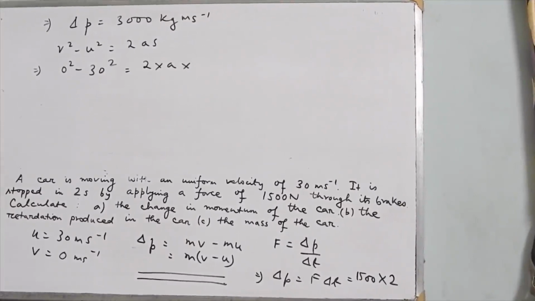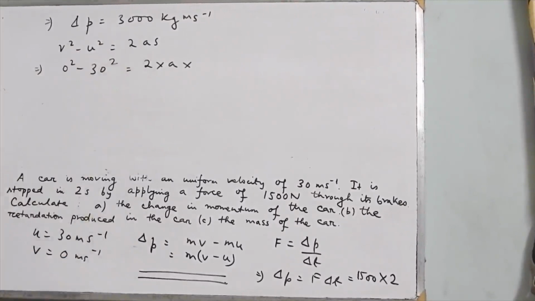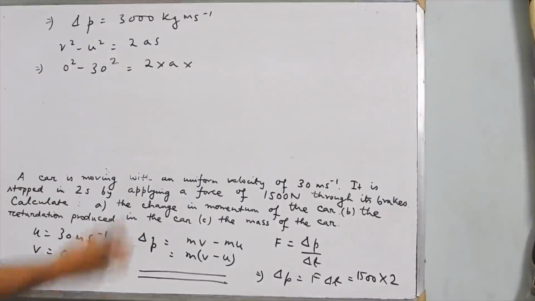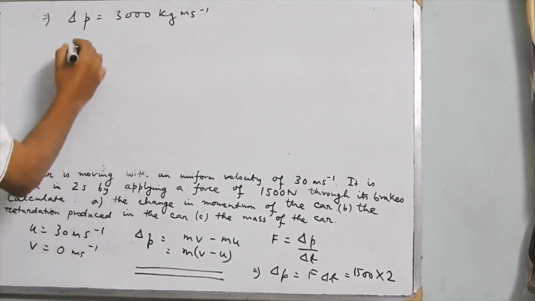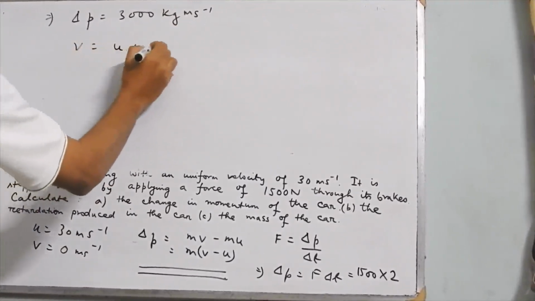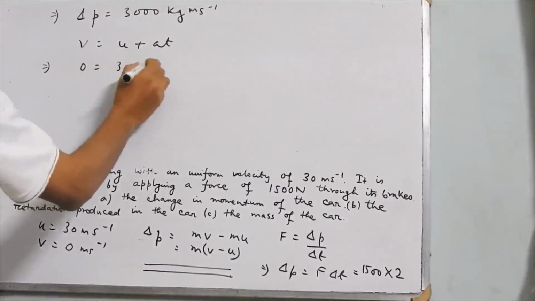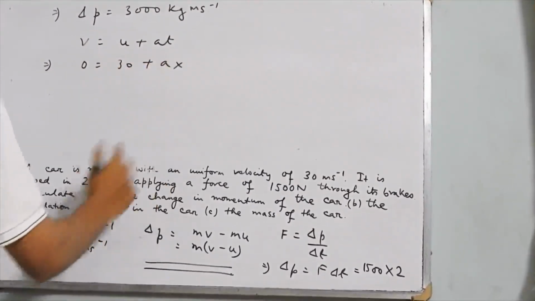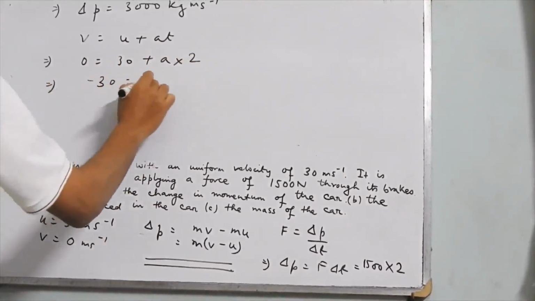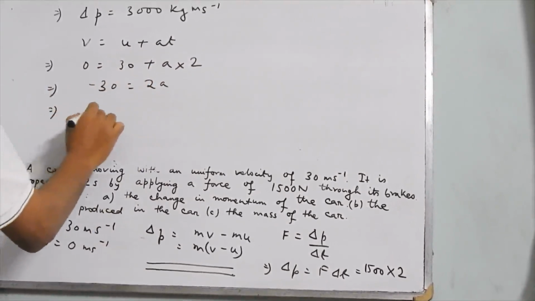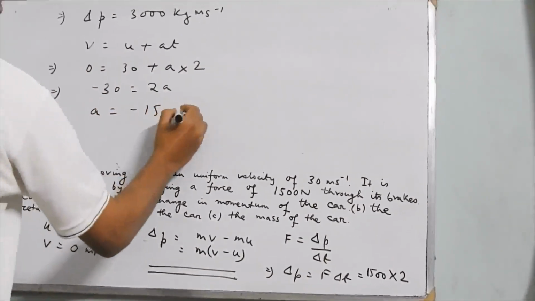So what we can do here, we can apply v equal to u plus at. The equation v squared minus u squared requires the value of the distance covered. Because distance is not given, there is no need to use this formula. You can use v equal to u plus at. So final velocity is 0, initial velocity is 30, time is 2. So you get minus 30 is 2a. So a is equal to minus 15. 30 by 2 is obviously 15.